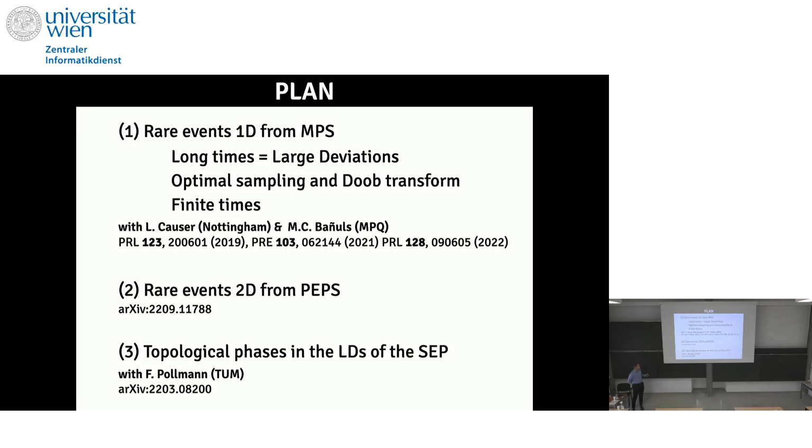Then most recent work, which is from yesterday in the archive, also with Mari-Carmen and Luke, is about the same but in 2D problems. And then you have to move to a slightly more complicated class of tensor networks, these projected entangled pair states, PEPS, as they're called. And if there is time, I'll end up by thinking about the existence of topological phases in the dynamics of classical stochastic problems, the SEP in particular, and that's work with Frank Pollmann from TUM, this earlier work from this year. It's reviewing a few papers, but the main ideas are simple.